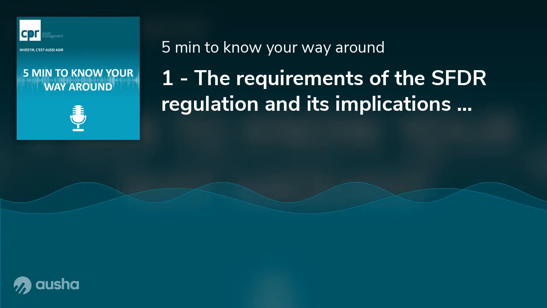SFDR also defines a new product classification. The SFDR regulation establishes three main categories called articles. Article 9, the most virtuous, covers products having a sustainable investment goal, in other words, an investment in an economic activity furthering an environmental and/or a social objective.